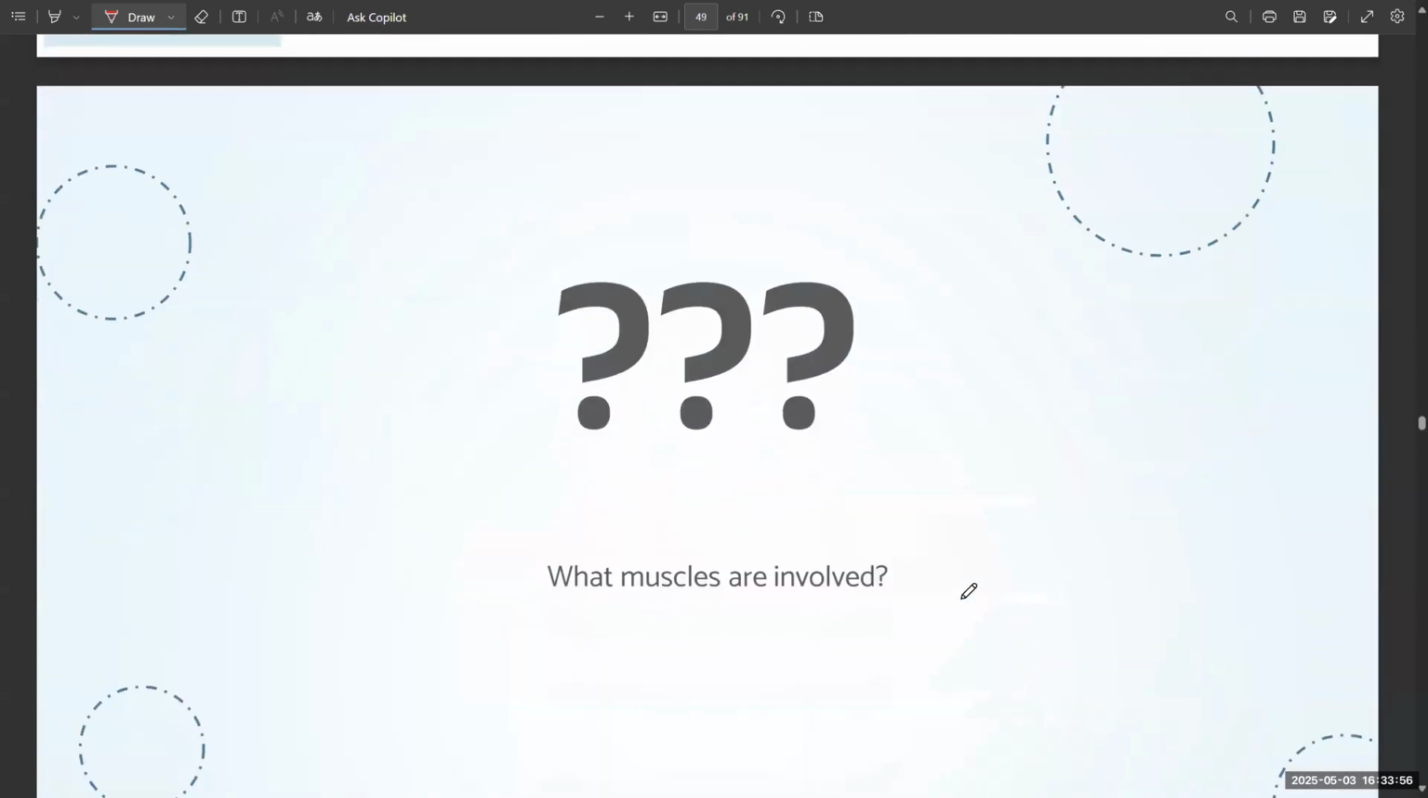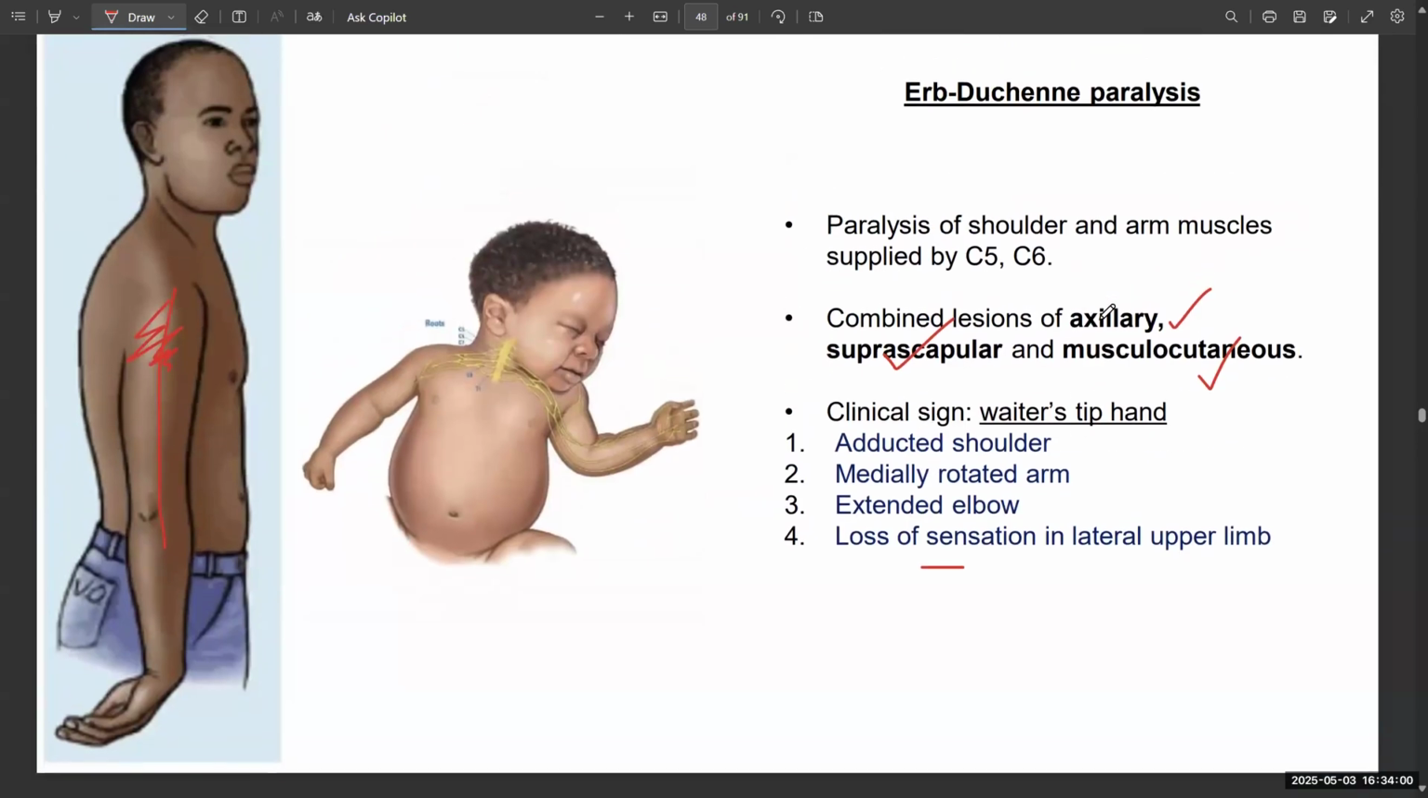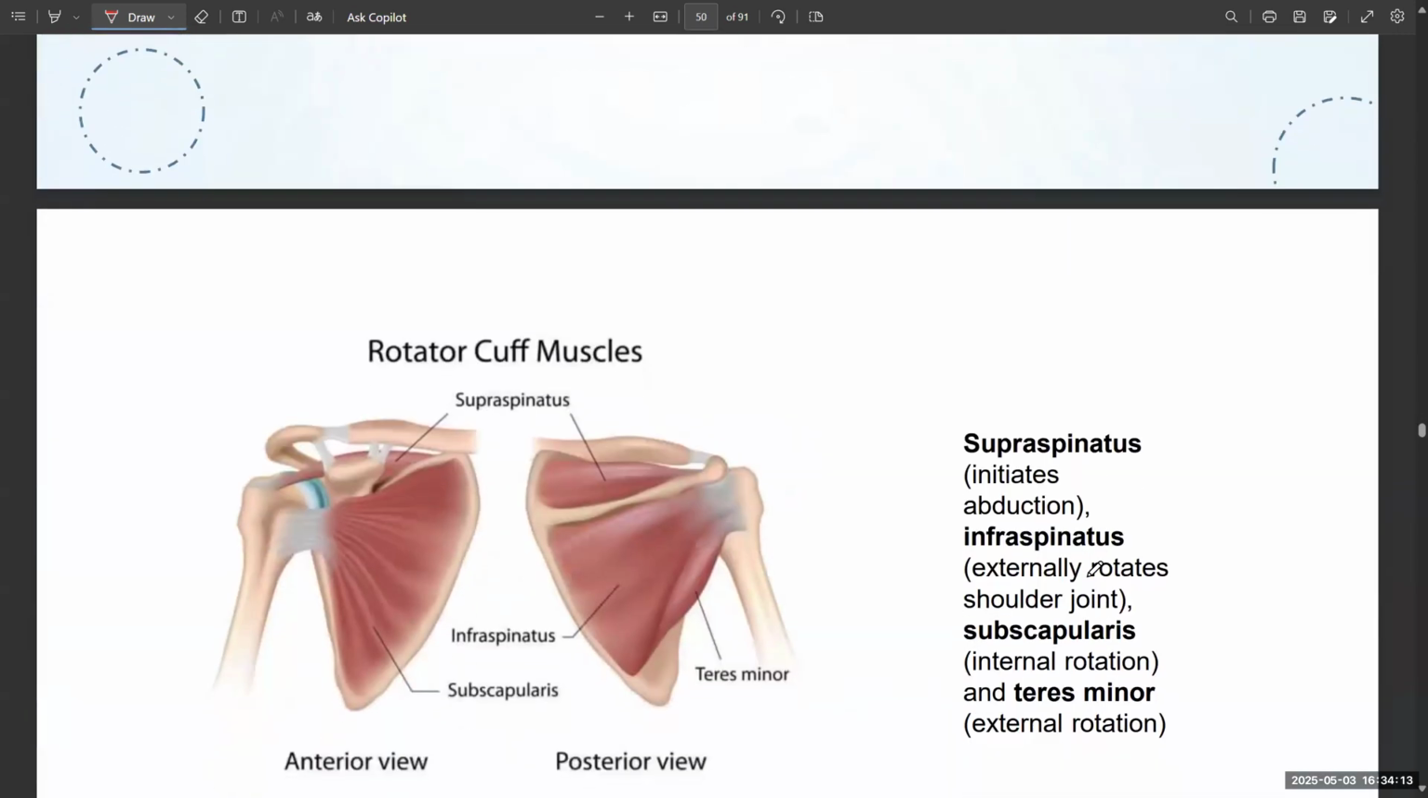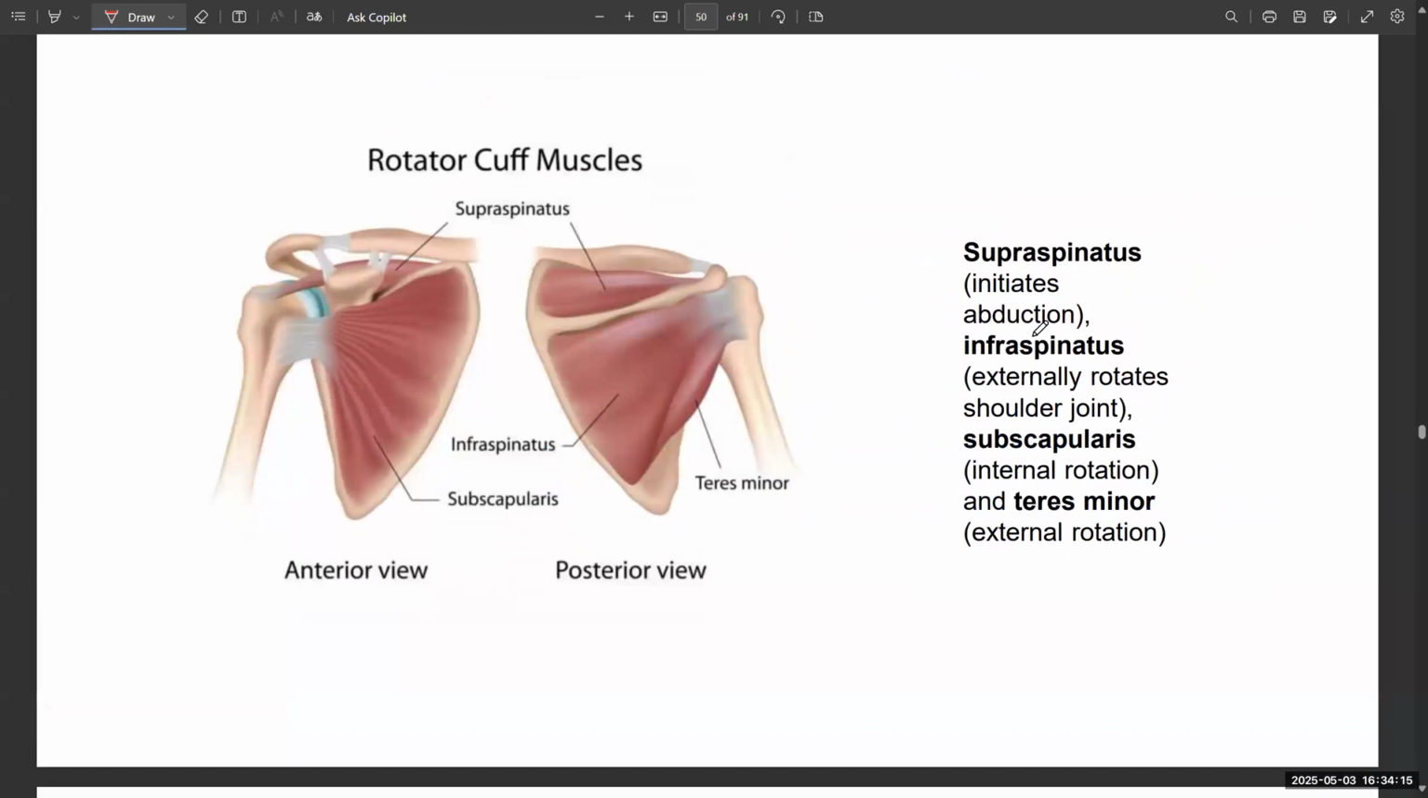Now, what muscles are involved? So we talked about how we have combined lesions of the axillary, suprascapular, and musculocutaneous nerves, right? And then we have all these clinical signs. So it's very easy to deduce what muscles could be involved. Now, I'll give you a hint. The hint is a diagram. So we have four of these muscles. We have supraspinatus, infraspinatus, subscapularis, and teres minor. And I have the functions here as well.